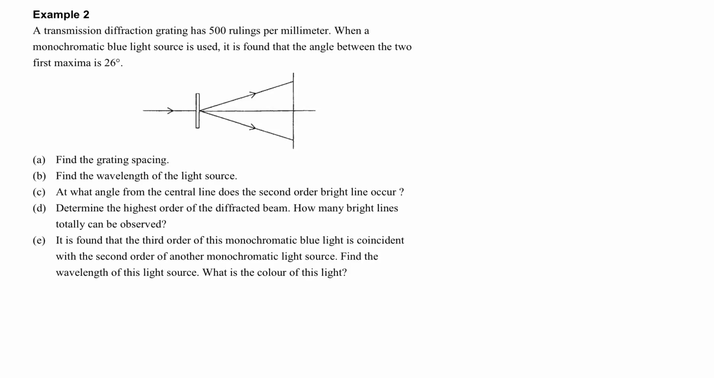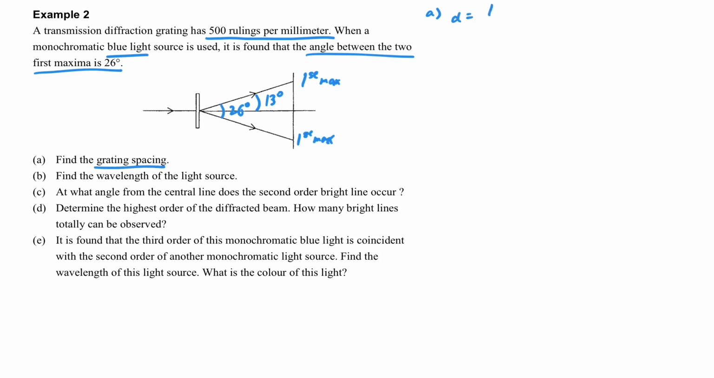This is another example of the diffraction grating. Suppose there are 500 rulings per millimeter, meaning 500 lines per mm. The angle between the first two maxima is 26 degrees. We can mark it down here in the figure, so that means theta 1 is 13 degrees here.